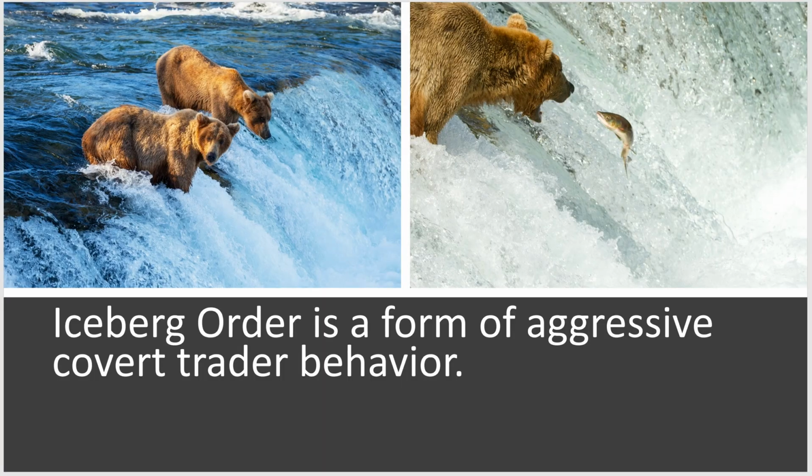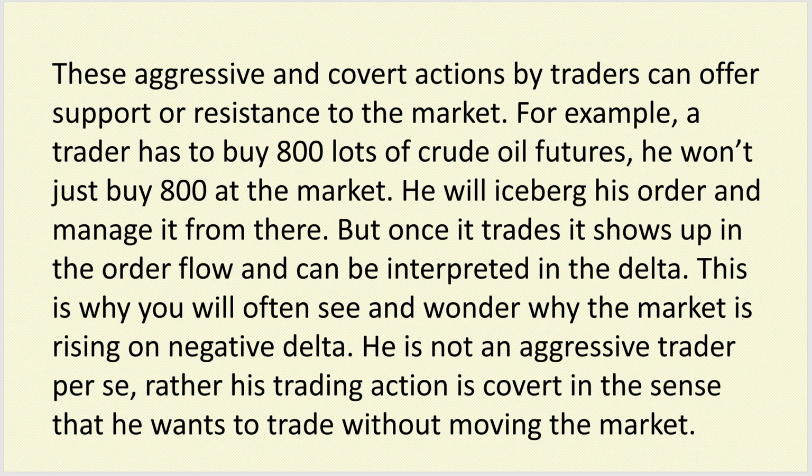And the best way to describe it is, it's like the bear. In the salmon run, when the salmon go back to lay their eggs, the bear wants to eat. He realizes he doesn't have to be aggressive and go in the water and slap the water around until he finds the fish. No, he could just sit there lying in wait and boom, eat the fish. The fish will literally just jump into his mouth. That's the way I like to look at aggressive covert trader behavior, like an iceberg order. So the aggressive and covert actions by traders offer support and resistance in the market. This is just one way you can see support and resistance in the market. And think about it for a second, okay?